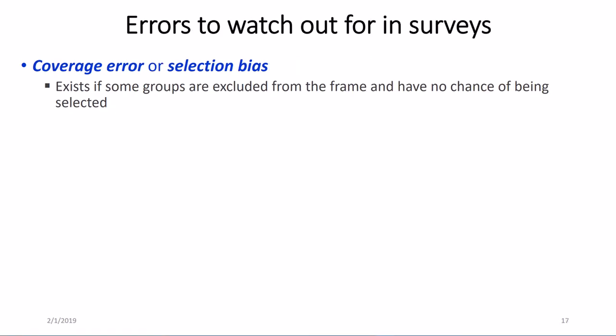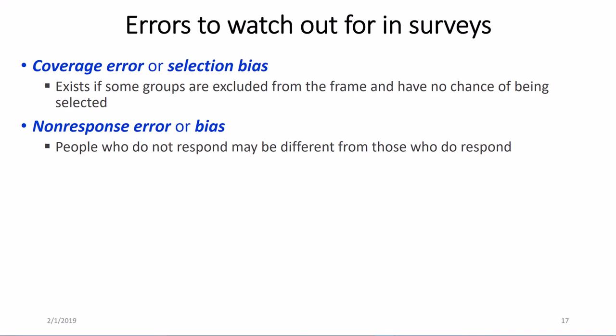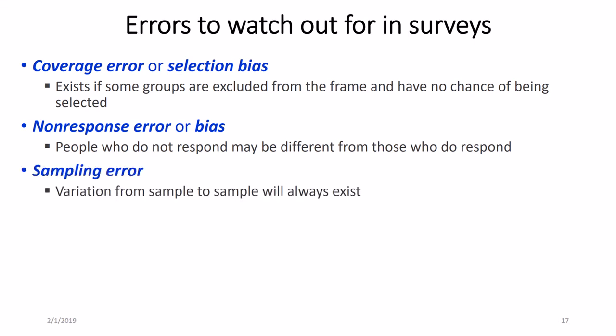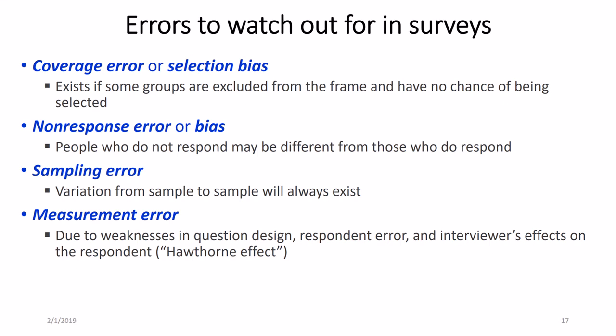There are errors to watch out for in surveys. The coverage error or selection bias exists if some groups are excluded from the frame. Non-response error or bias happens when people who do not respond may be different from those who do respond. Sampling error exists as variation from sample to sample will always exist. Measurement error is due to the weakness in question design, respondent error, and interviewer's effect on the respondent.